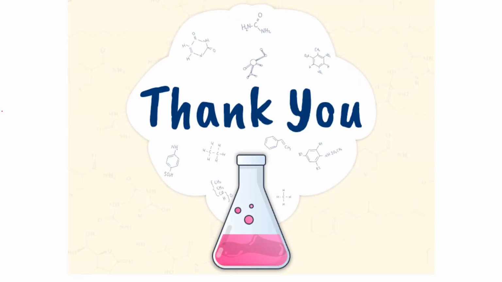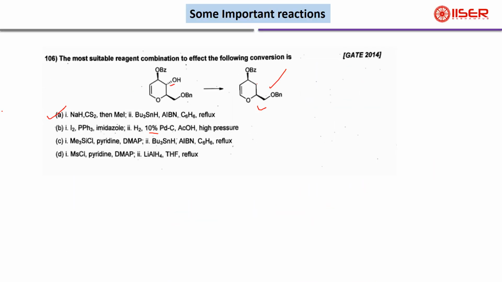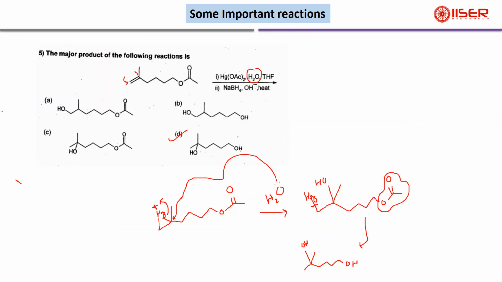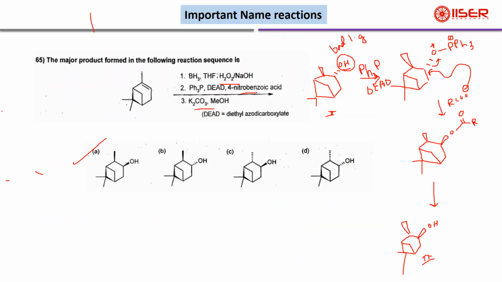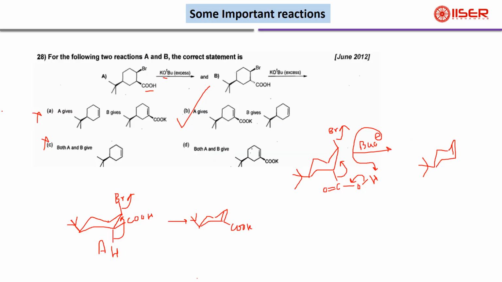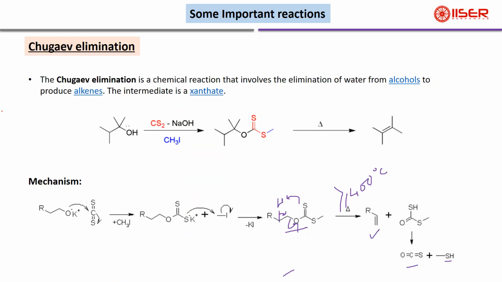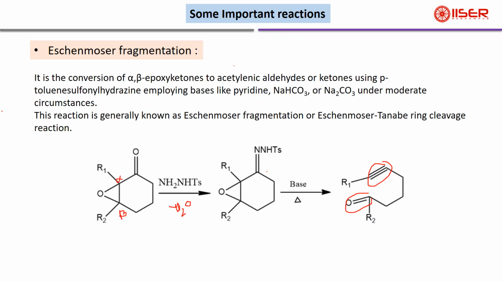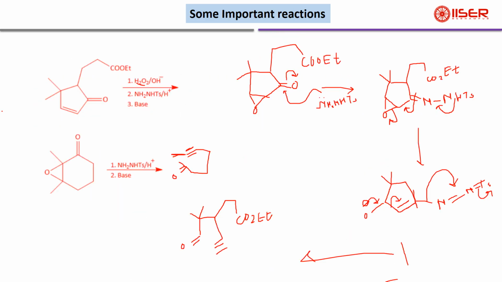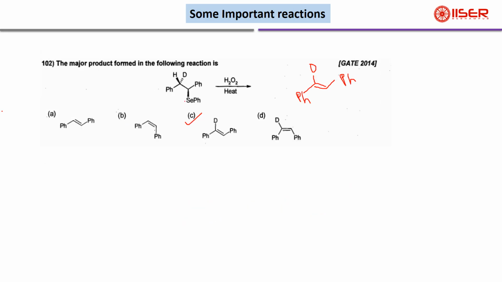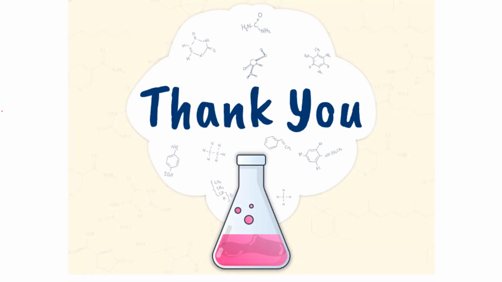Okay. So thank you everyone. This is the overview of today's class. We have discussed some important reactions of olefins and some other reactions for formation of olefins, followed by Chugaev reactions, Eschenmoser reactions. Then we solved some questions based on that. So thank you. Have a nice day.